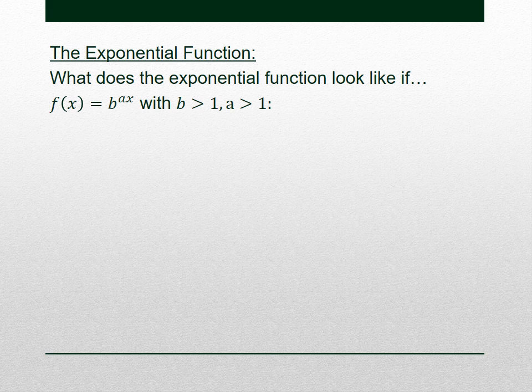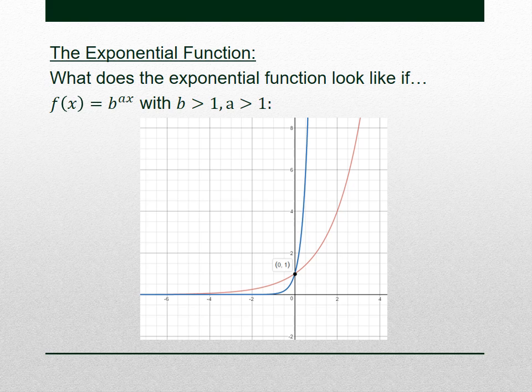We have 2 more here. So what if I throw a constant in front of the x? So instead of just 2 to the x, what if I graph 2 to the 10x? So I've got both of those graphed here. That red one is 2 to the x. The blue one is 2 to the 10x.